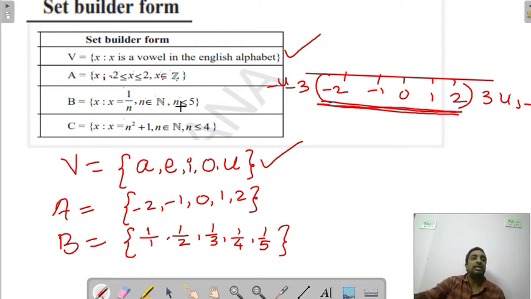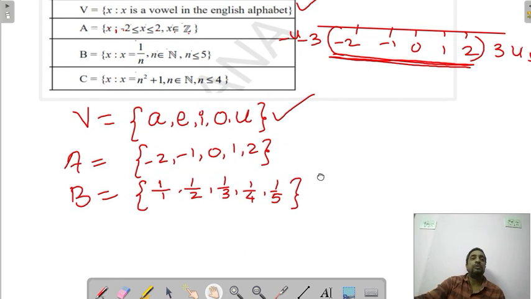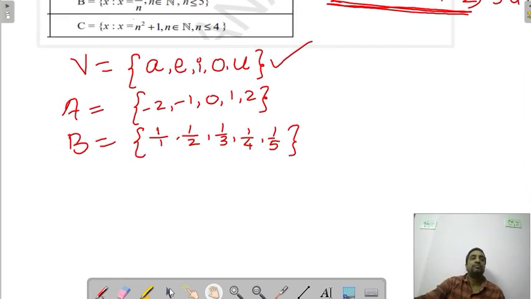Suppose here n is less than or equal to 5 is given, so we write from 1 till 1 by 5. Suppose here it is n less than 5. Less than 5 means we should not take 5. 5 is excluded. Up to 1 by 4 only we should take. Okay.